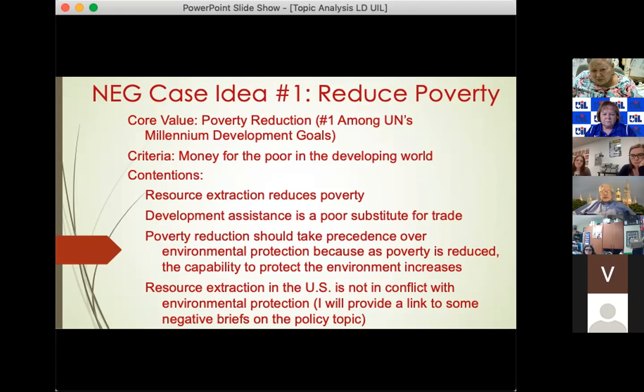And if you're using this case on the negative and the affirmative is focused on the United States, and whatever it is that they want to focus on, the United States, fracking, et cetera, all the things we talked about with that first affirmative case. In the negative, you're going to argue resource extraction in the United States is not really in conflict with environmental protection. How do we know that? Because in the United States, air has become cleaner, water has become cleaner. We are, in the United States, leading the world, as you would argue on the negative, in greenhouse gas reductions. How is all of that possible?